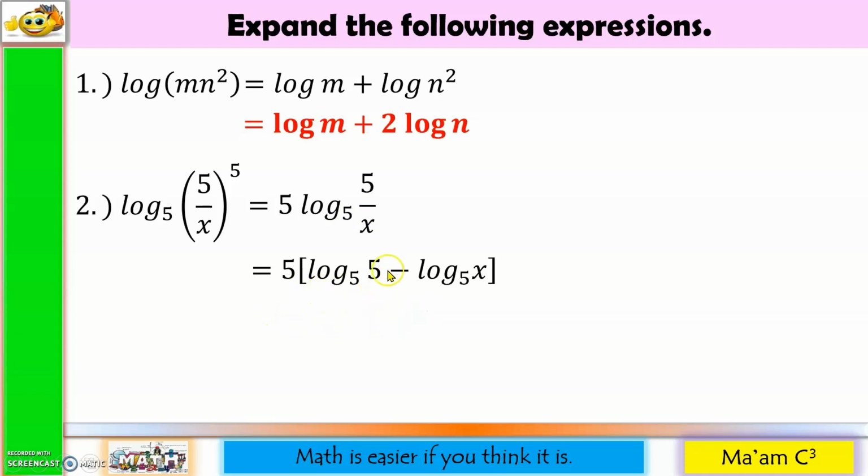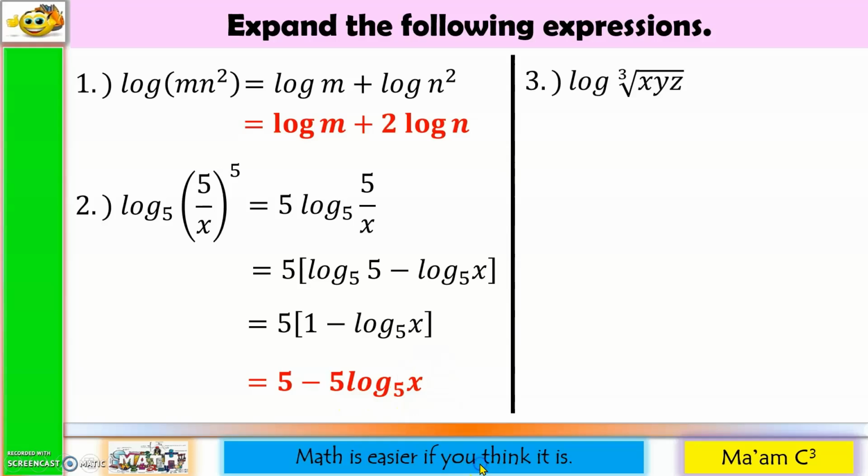And then let us simplify this. So the logarithm of 5 to the base 5 is 1. So we have 5 times 1 minus the logarithm of x to the base 5. And then let us distribute 5 here. So this will become 5 times 1 is 5. And then 5 times the negative logarithm of x to the base 5 is minus 5 log of x to the base 5.